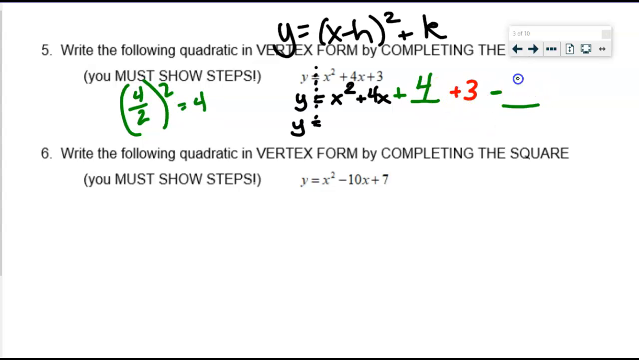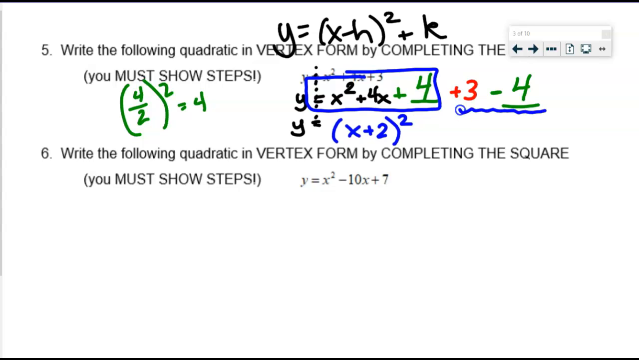So we're adding 4, and then a couple seconds later we're subtracting 4. But the reason this works is because now this factors into x plus 2 quantity squared, and then these you just combine together and you get 3 plus negative 4, better known as negative 1.